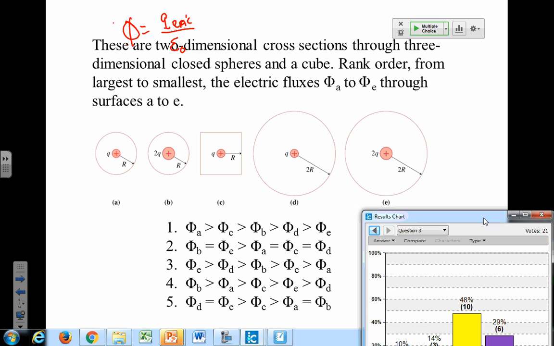B and D will be bigger. I'm sorry, not B and D. B and E will be bigger. So B is the right answer here.